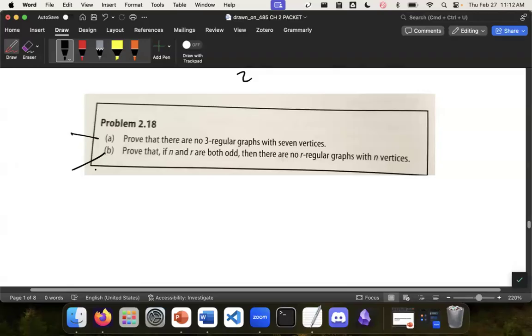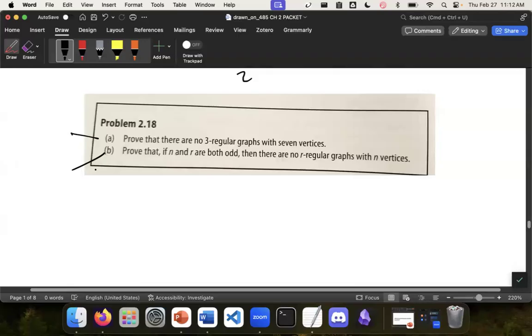7.73, 21/2, and then half edges. Does it make sense to have a graph with half of an edge? I don't know what that looks like. So that's our contradiction. So there are no 3-regular graphs with 7 vertices. Excellent. Yeah, that's great.